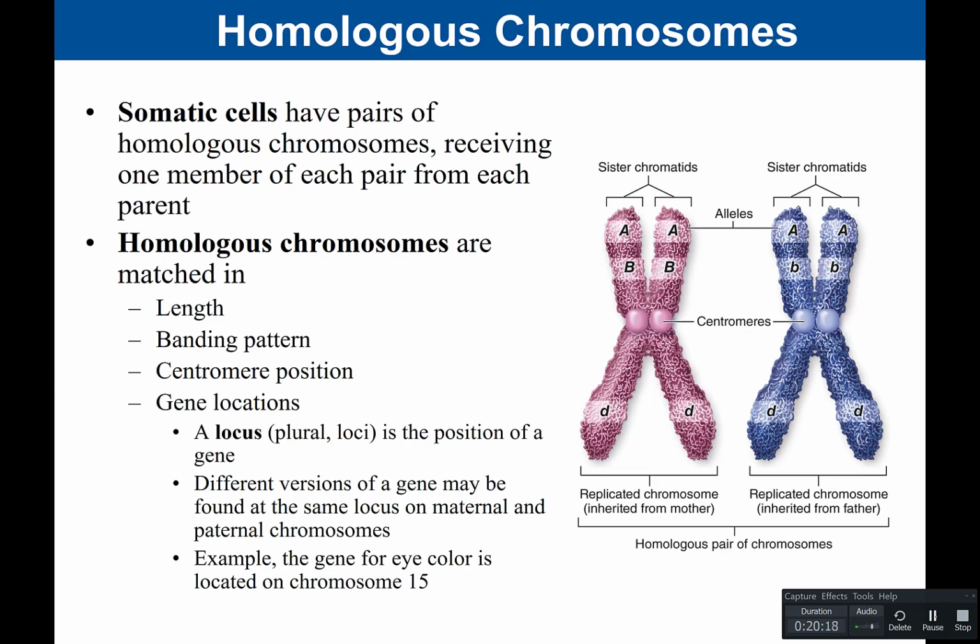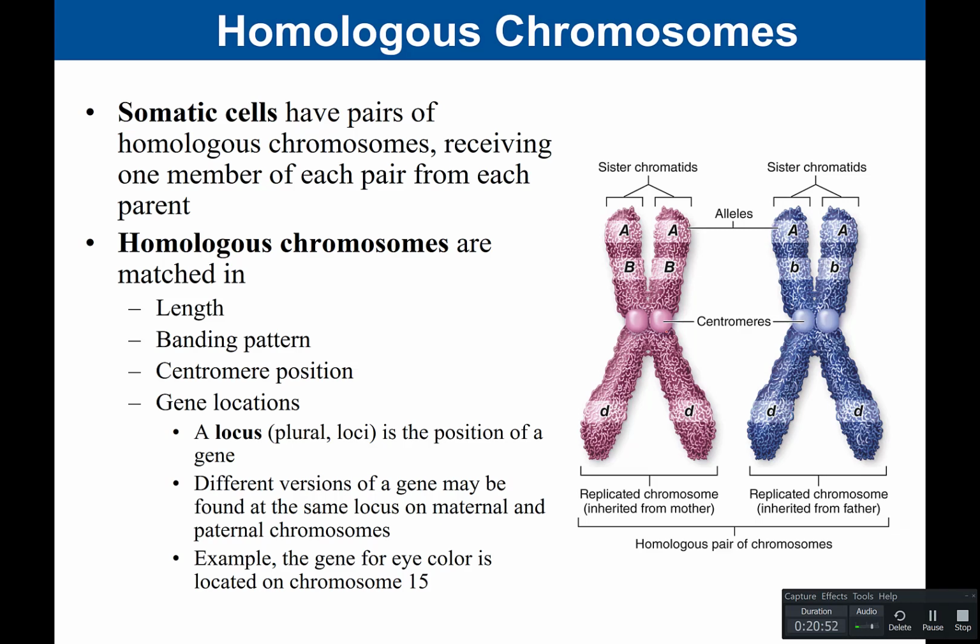This has to do with where the chromosome is more condensed or loosely condensed. You get this banding pattern. The centromere position, remember that the centromere is what is going to hold sister chromatids together. The centromere does not have to be at the middle of the chromosome. Centromeres could be off to one end. But on a homologous pair, the centromere is in the same location. Homologous chromosomes also have the same gene locations.